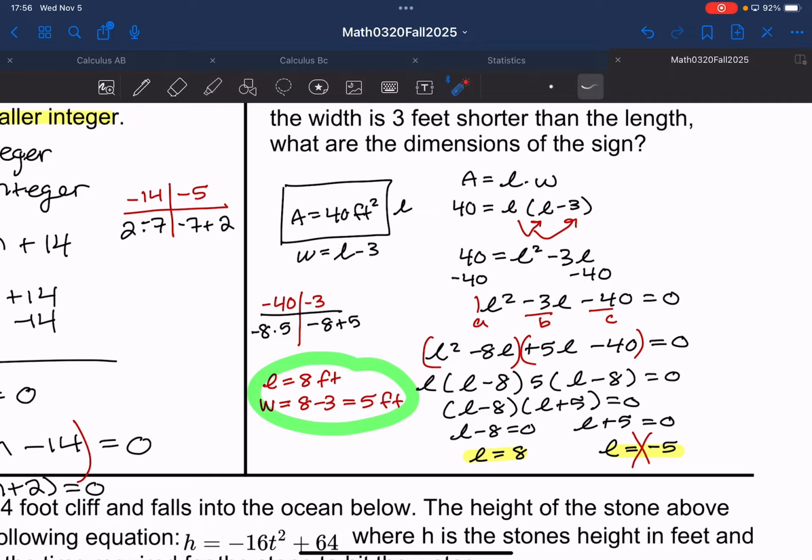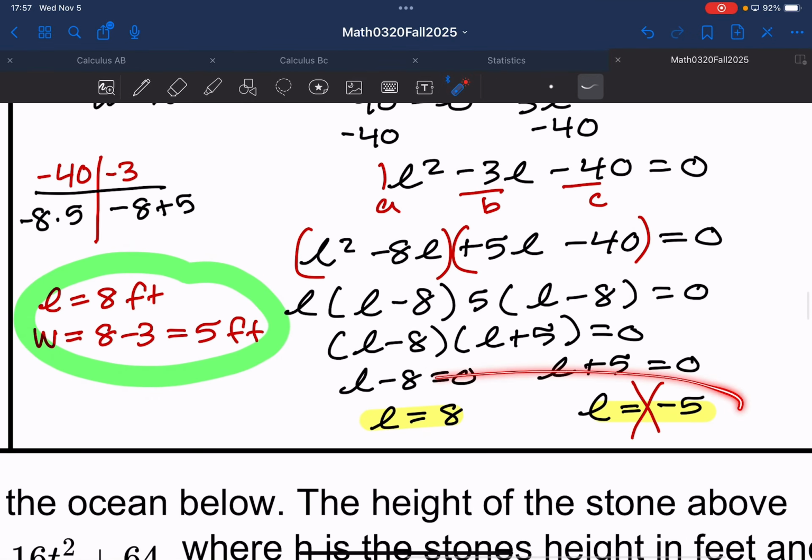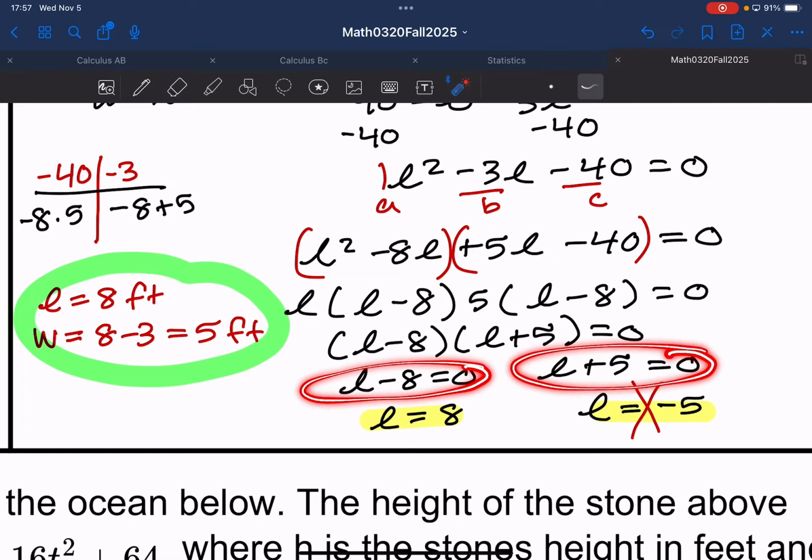I have a question. Yes. Why did the minus 8 and plus 5? Where did this part come from? Yeah. So when we set these equations equal to 0, I just added 8 over, and that's how I got positive 8. And then I subtracted 5, and that's how I got negative 5.